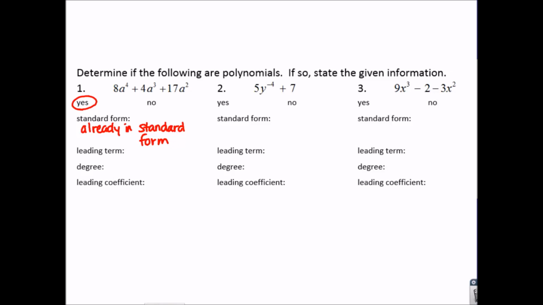Now our leading term is going to be the first term now that it's written in standard form, which is 8a to the fourth. The degree is the highest exponent, so it'll be 4. So this is a quartic. And the leading coefficient is the coefficient of the leading term, which is 8.